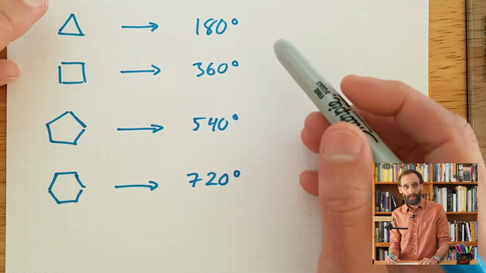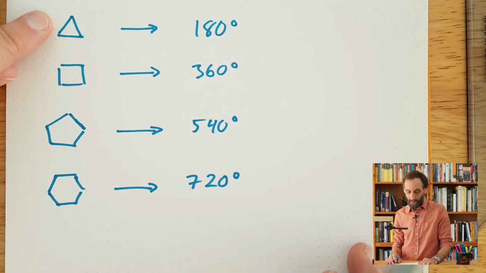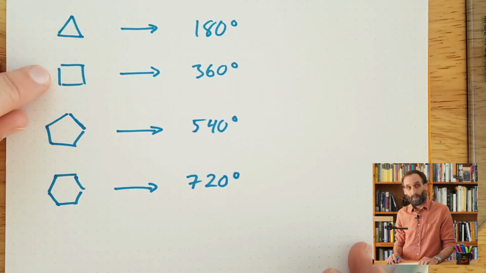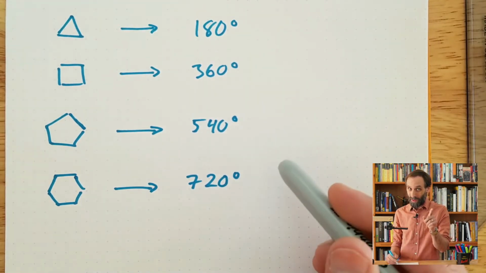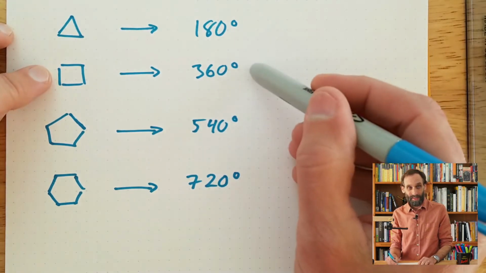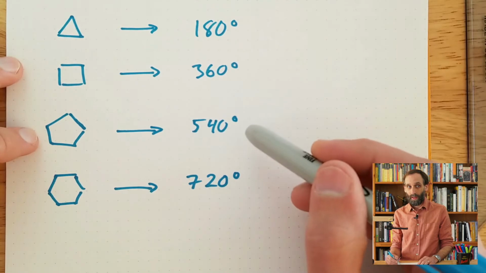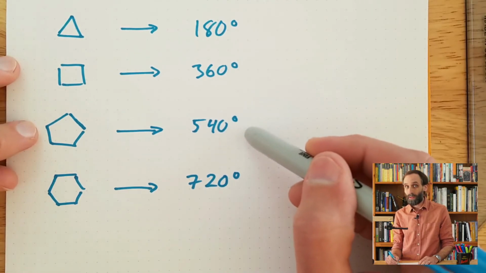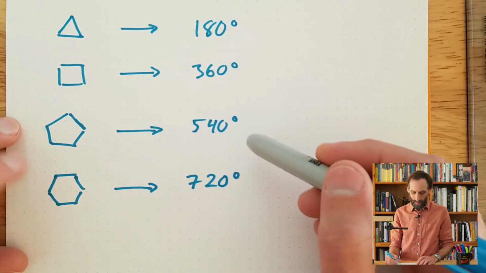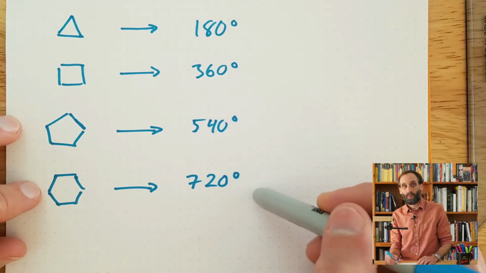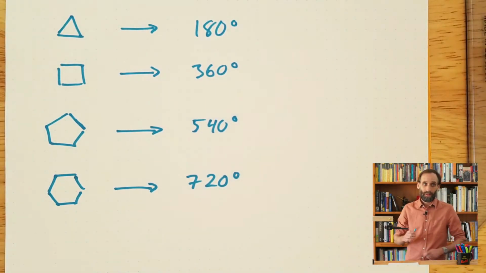So consider that the angle sum of a triangle is 180 degrees, and the angle sum of a tetragon, remember what a tetragon is, is 360 degrees. Angle sum of a pentagon, if you figured it out, you would know that it's 540 degrees. And finally, the angle sum of a hexagon is 720 degrees. So what's the pattern here?